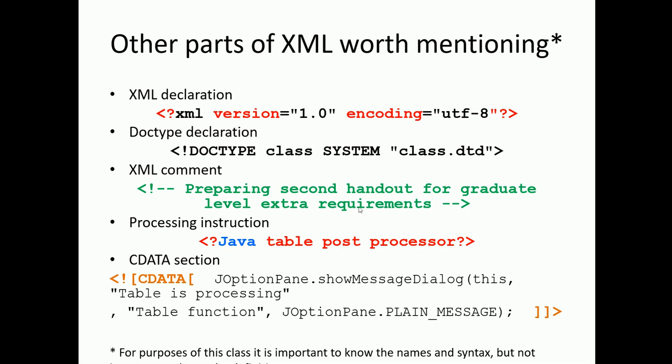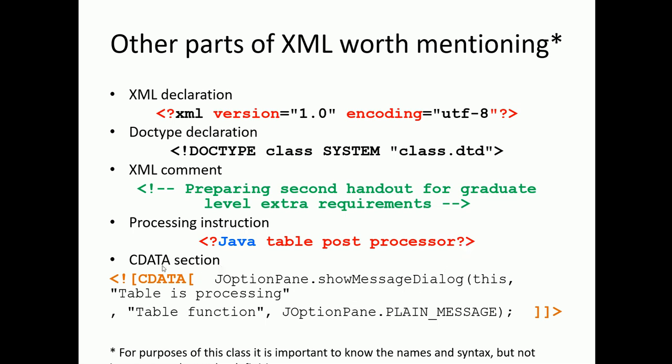An XML comment is angle bang dash dash some content and then dash dash angle. That's so that you can put comments in your XML and they are not rendered, nor do they cause any harm, nor are they processed. A processing instruction has an angle, question mark, name, and some text, and then question mark, and then angle.